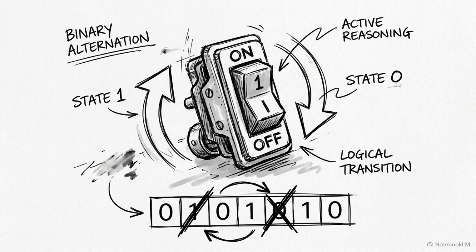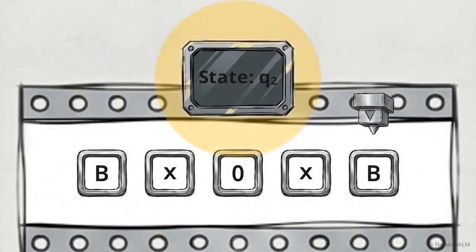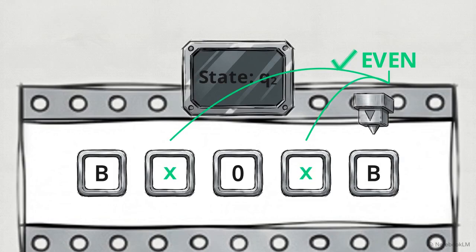This triangular arrangement functions as a mechanical parity checker, using a toggle mechanism to solve the division problem. Consider the state when the head hits the blank space on the far right. If the machine is in state Q2, was the total number of zeros even or odd? It was even. Because the machine enters Q2 immediately after crossing out a 0, hitting the end of the tape proves every 0 had a pair.